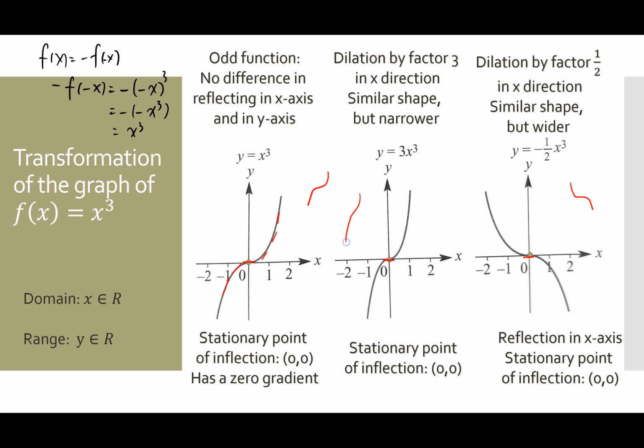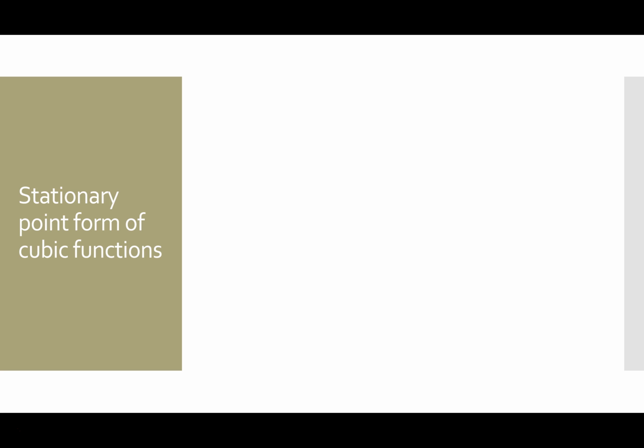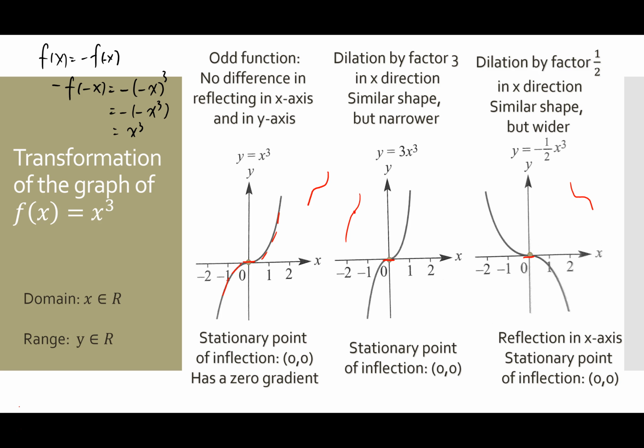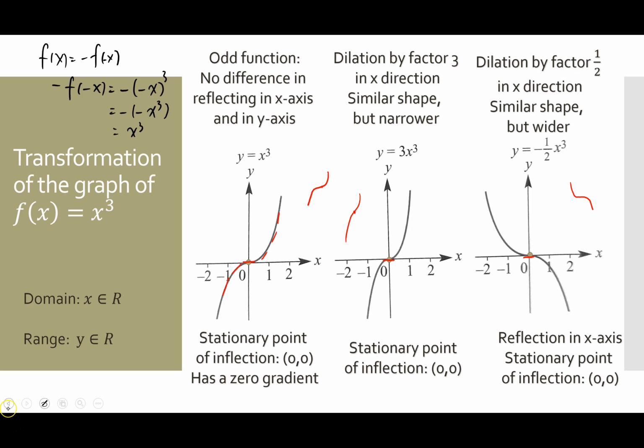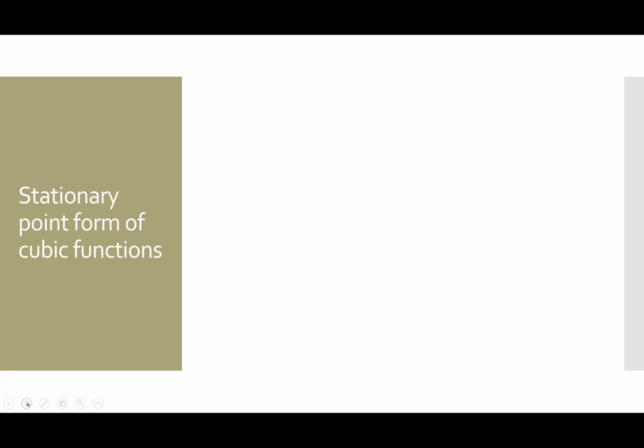When you sketch a graph, don't sketch something like this, where you can't tell that the point has a 0 gradient, because when you sketch a tangent line to it, it is not horizontal. Please make sure that when you sketch your graph, you show the point with 0 gradient, and be aware to show a flat line at the point. All right, now let's move on to the next slide.